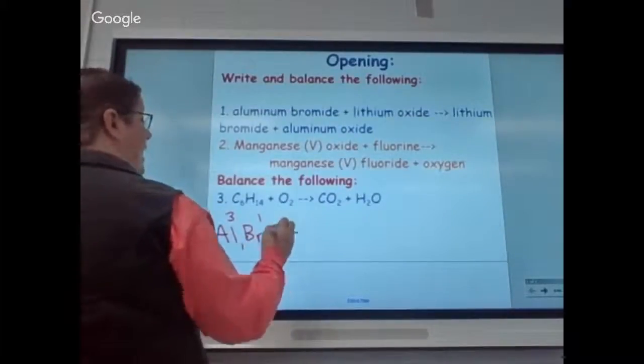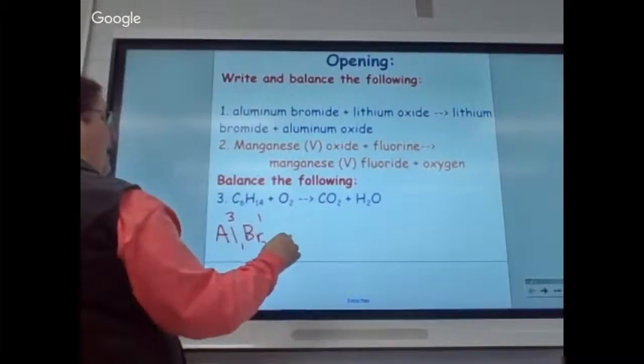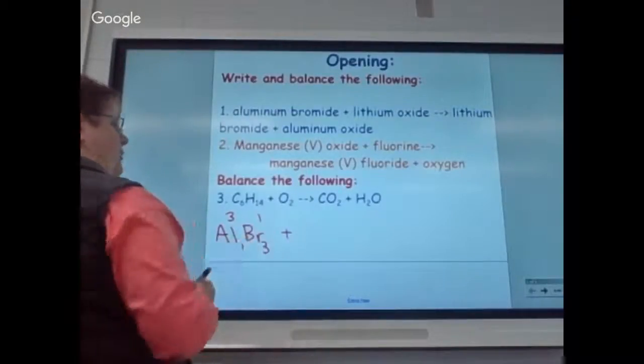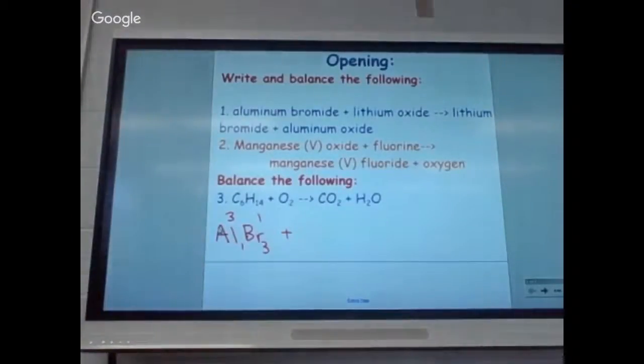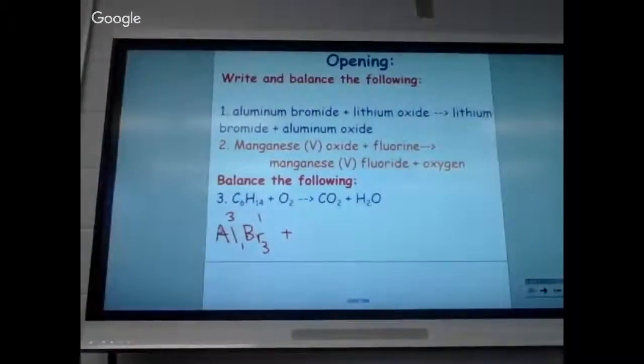It does not have a 2 unless it is alone. If it's by itself, is it alone? No. So it does not get a 2 slapped on it. It only gets a 2 if it's an element that's by itself. And aluminum and bromine are not alone. So we do not put a 2 on it.